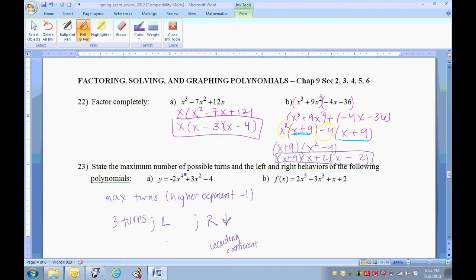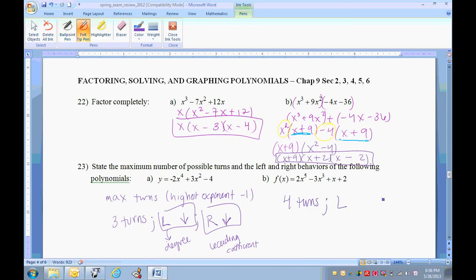Now, if it's even, the signs are going to match. So if the right goes down and the degree is even, then it's going to match the right side behavior. So in this case, the right went down and the degree was even, so the left went down also. Okay, now for this one, remember the maximum number of turns is 1 less than the highest exponent. So the maximum number of turns is 4.